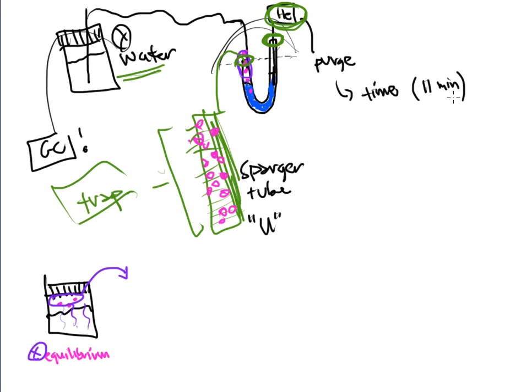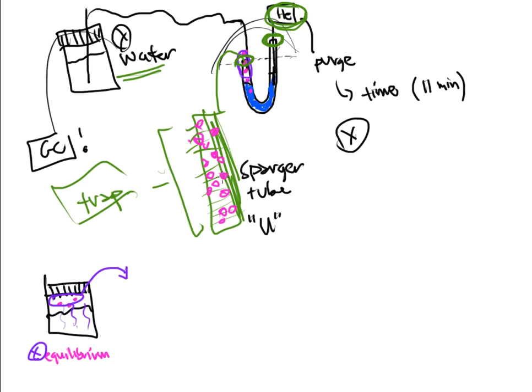So 11 minutes of helium bubbles just continue to go through that sample. And for that 11 minutes, the VOCs are leaving the sample and they're getting trapped onto this column that's on the inside of the purge and trap system. Eventually, what will happen is that the purge will stop. So the purge stops, no more helium gets bubbled through. We're going to assume that all of the volatile organics are out, and all of those volatile organics are now trapped onto the column. And that's where I'm going to stop this video.